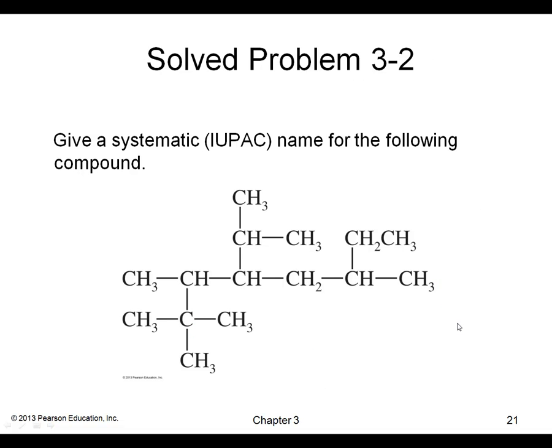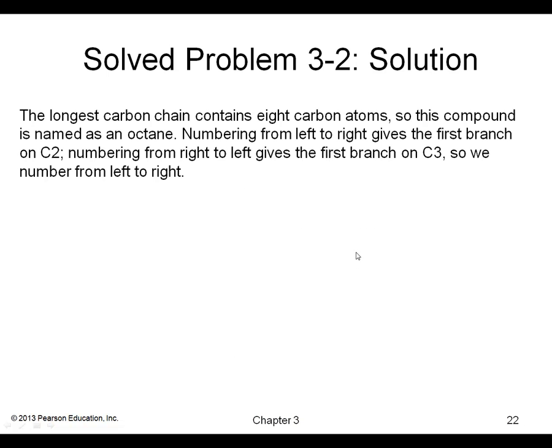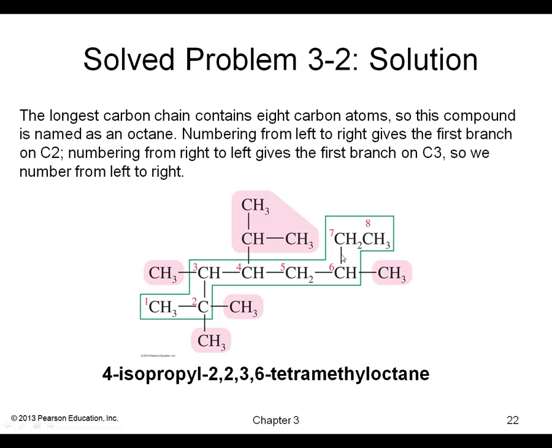Okay, so here is a problem. Can we find the parent chain in this thing here? Okay, so it's looking like I'm maybe coming up this way. Okay, so we have an octane, and then we have this isopropyl, then we have 4 methyls for a tetramethyl.